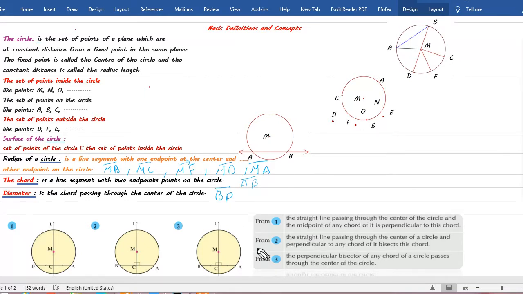Three cases of the circle: first, second and third. If the straight line L passes through the center and is perpendicular to AB, what does it do to the chord? It bisects it. Then AC equals BC.